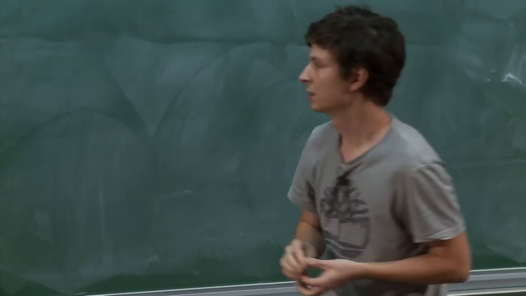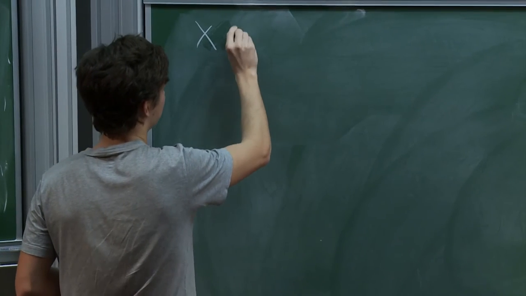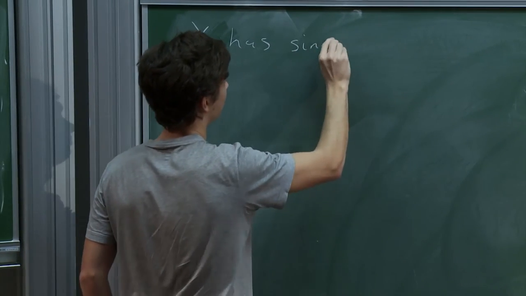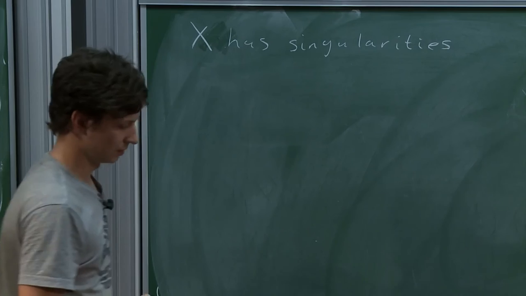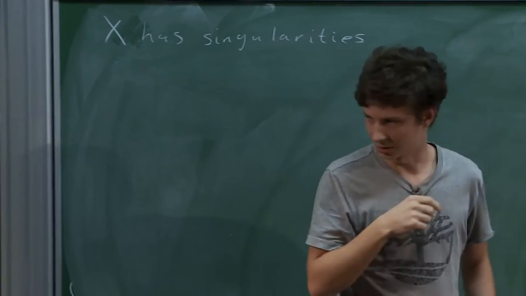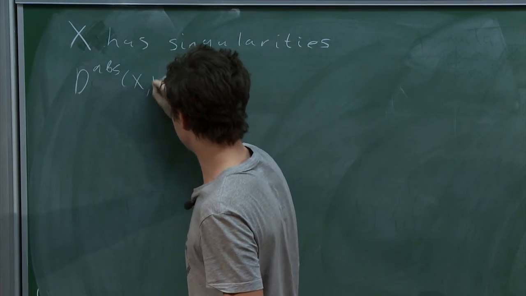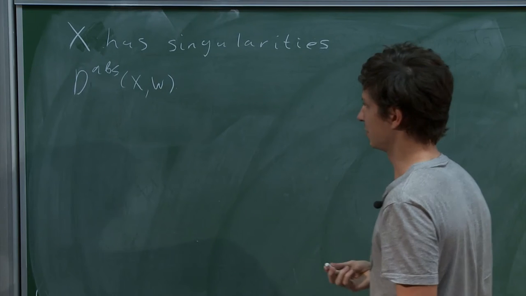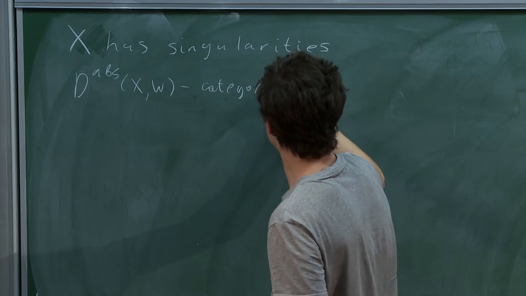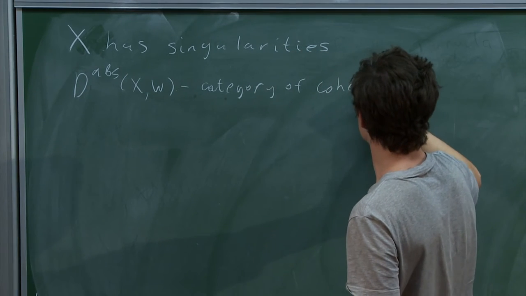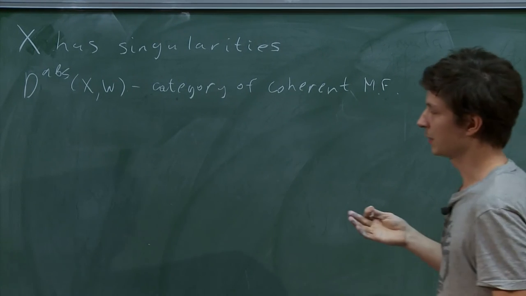Now consider the case when X has singularities. Let's denote by D-absolute of X and W the category of coherent matrix factorizations, which is obtained in the same way as for locally free.